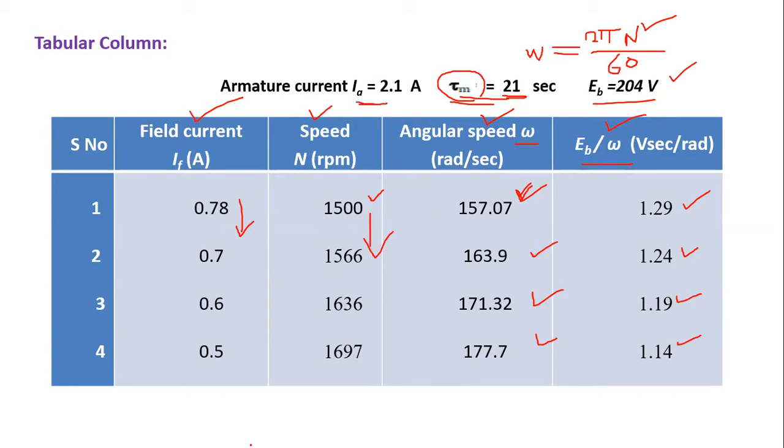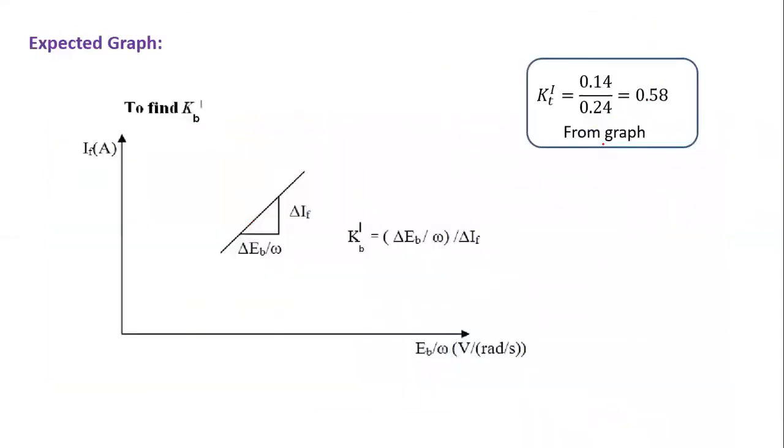Now we need to draw a graph between field current and the ratio of EB by omega. Between these two, we are drawing a graph. This is the field current. This is EB by omega. From the slope of the graph, we are finding the back EMF constant, which is also equal to the torque constant. This is the graph which we have drawn between the field current versus EB by omega.